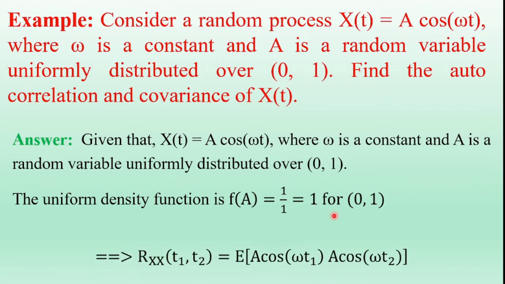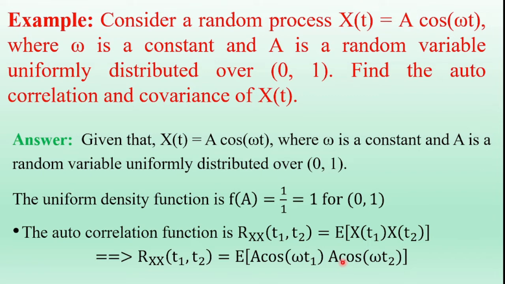First find the autocorrelation function of the random process x of t. We know that the autocorrelation function is Rx of t1 comma t2 equal to expectation of x of t into x of t plus tau. Here x of t is a cos omega t. So Rx of t1 comma t2 is equal to expectation of x of t1 into x of t2, where x of t1 is a cos of omega t1 and x of t2 is a cos of omega t2.